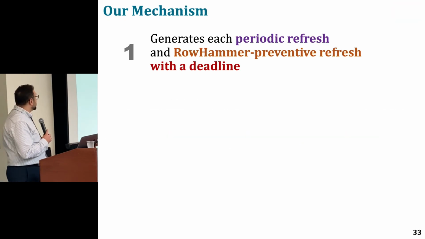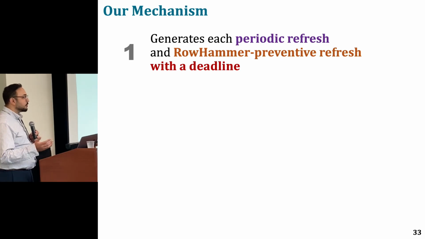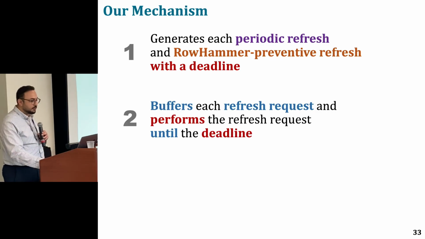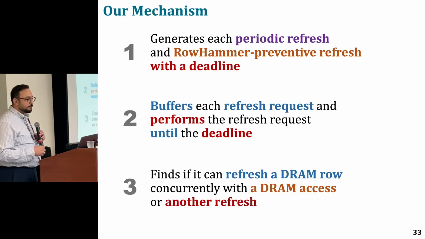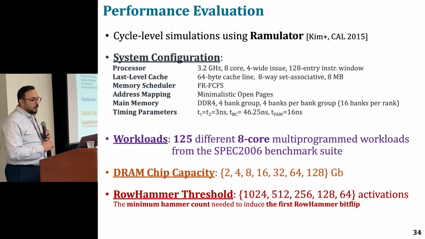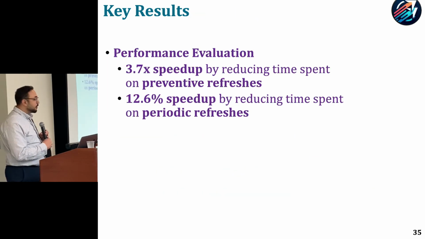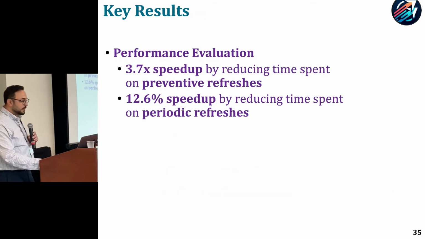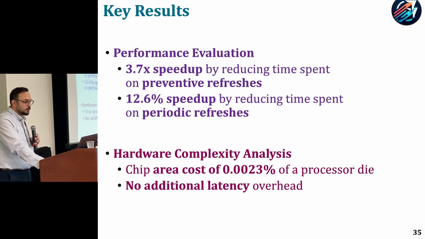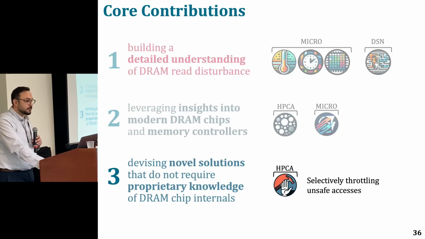So based on this observation, we propose a new mechanism in the memory controller that generates periodic and RowHammer preventive refresh operations with a deadline, and buffers them until their deadline and finds opportunities to perform them in parallel. We look at the performance impact of this mechanism and show that it can significantly increase the system throughput by reducing time spent for preventive and periodic refresh operations. And we also look at the hardware complexity and show that it can be implemented at low cost and with no additional latency to memory accesses.